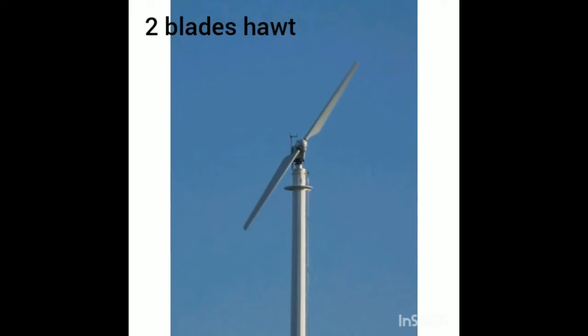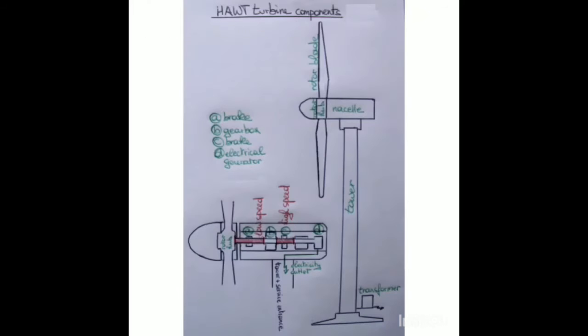Lastly, we got two blades horizontal axis wind turbine. These are the components that were used in the turbine.